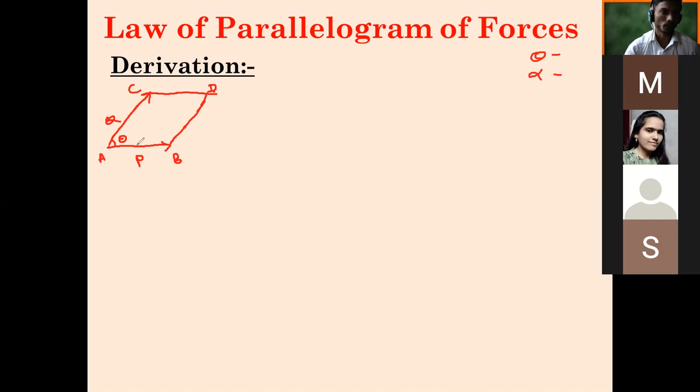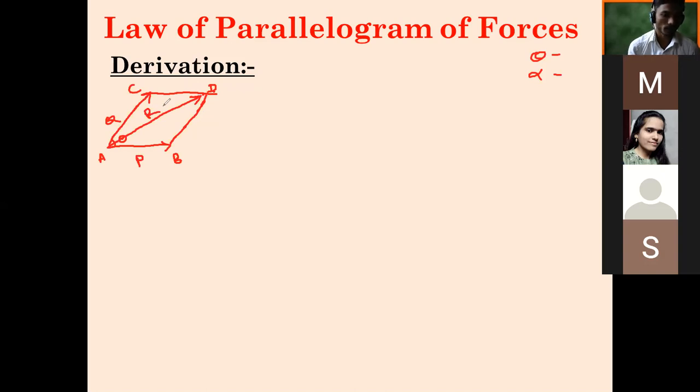Okay, P and Q, and the angle between them is theta. What we have done is completed the parallelogram here. Then, how do we find their resultant in the law of parallelogram of forces? We have to join its diagonal. So if I join this diagonal, it will indicate my resultant.